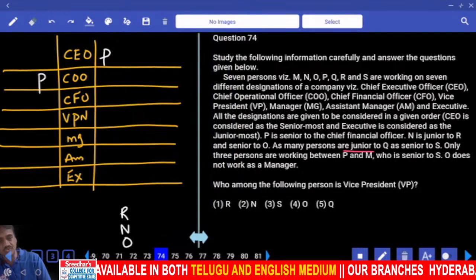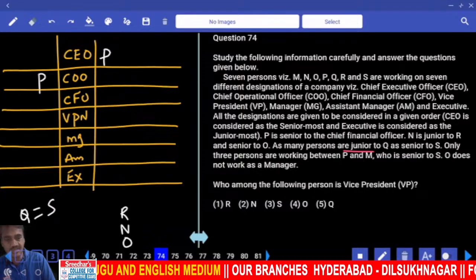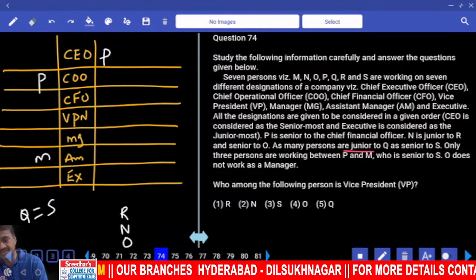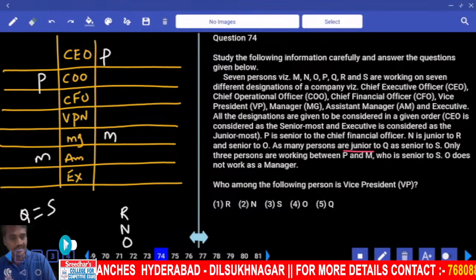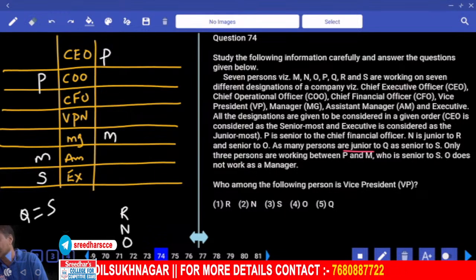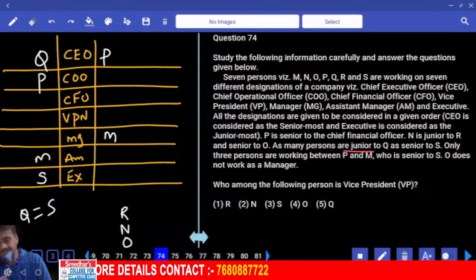As many persons junior to Q as senior to S. Now for Q and S, you need to have an equal number of persons. And only 3 persons are between P and M. Between P and M, how many are there? Exactly 3 people. M is senior to S, so S will be here. Now if S is here, S and Q have equal places, so Q must be here.